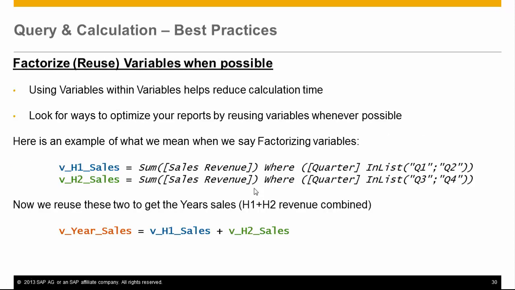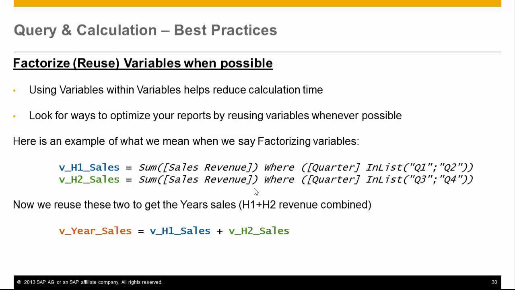So factorizing variables whenever possible. This is really about not reinventing the wheel. Each time our report engine needs to calculate or evaluate a formula and produce a result, it does have an impact. So this is really about designing variables in such a way that you can reuse them within other variables, so that we're only having to do the work once instead of duplicating effort.